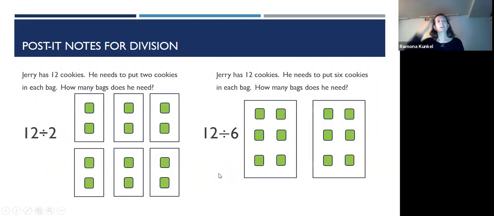Same thing with division. Jerry has 12 cookies. I know I'm using a lot of food here. He needs to put 2 cookies in each bag. And how many bags does he need? So same thing, just putting 2 cookies, 2 cookies, 2 cookies. Same thing also with Jerry has 12 cookies and he needs to put 6 in each bag.